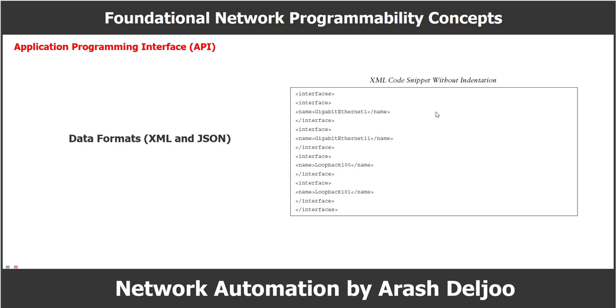This example shows an XML snippet listing available interfaces on a device. In this case, the XML code snippet has no indentation. So you can see how much less readable this snippet is than the one in the previous example. As you can see, here we don't have any indentation.